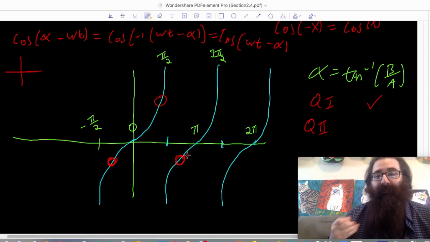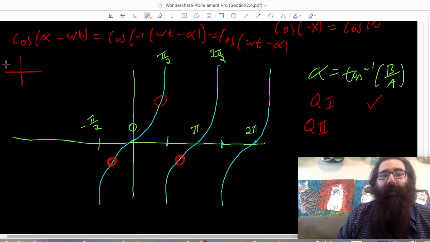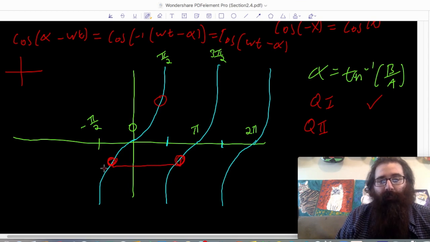It's my responsibility to know, hey, a comma b is in quadrant 2. My value for alpha then should be between pi over 2 and pi. So in that case, I already am waiting for the calculator to give me the wrong value, but the right value is just a distance of pi away. So I have to add pi in this case.